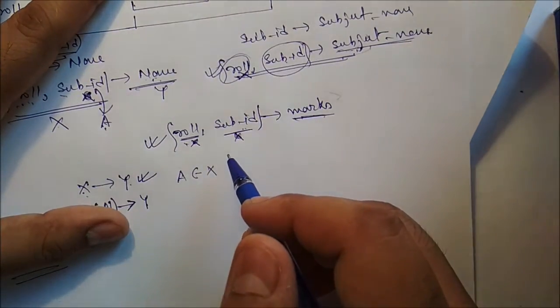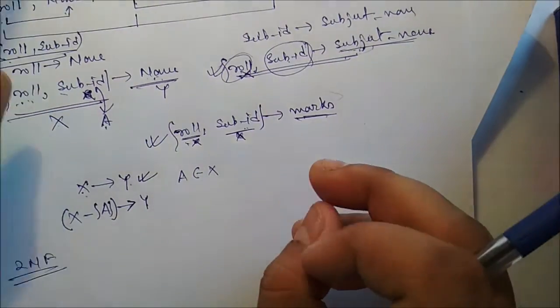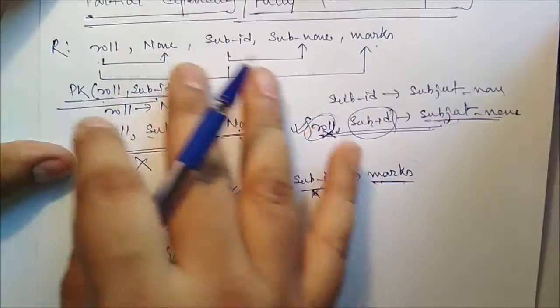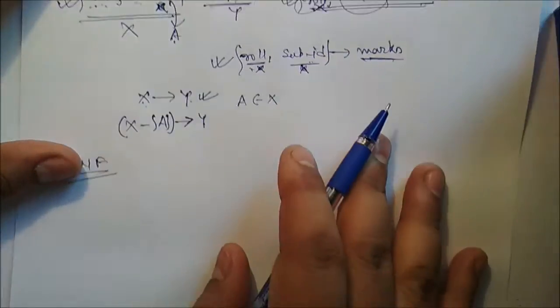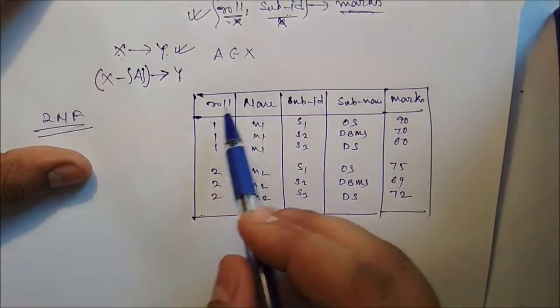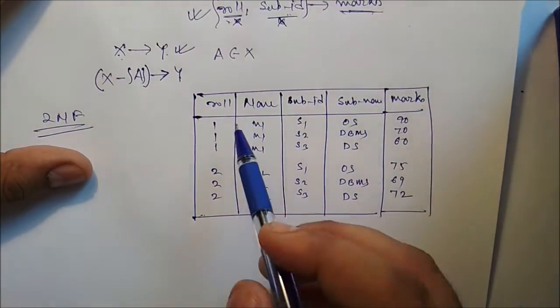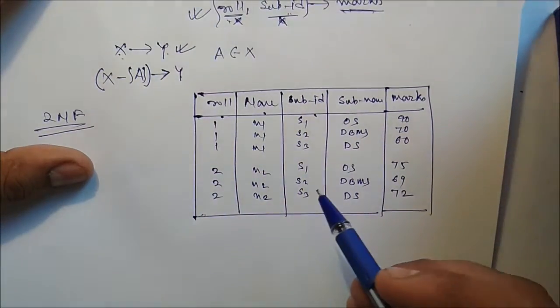If it is not in 2NF, what problems may arise? Now if you see the table, you can see repetition of the information: repetition of roll number, name and subject ID. So redundancy is there.